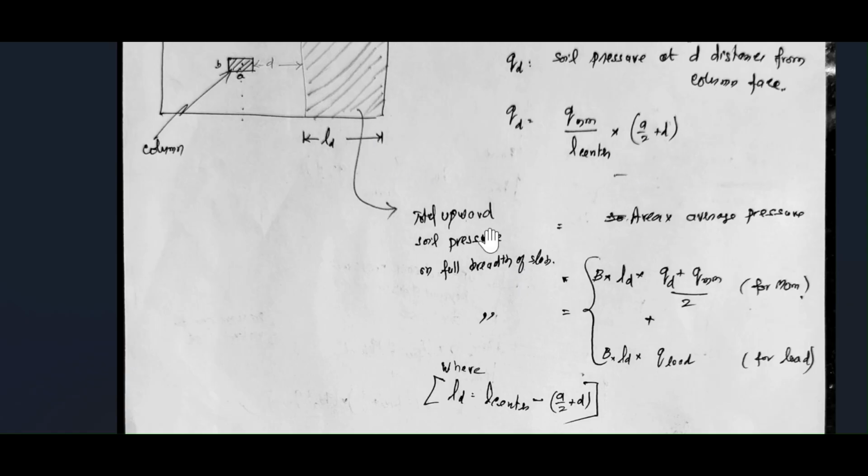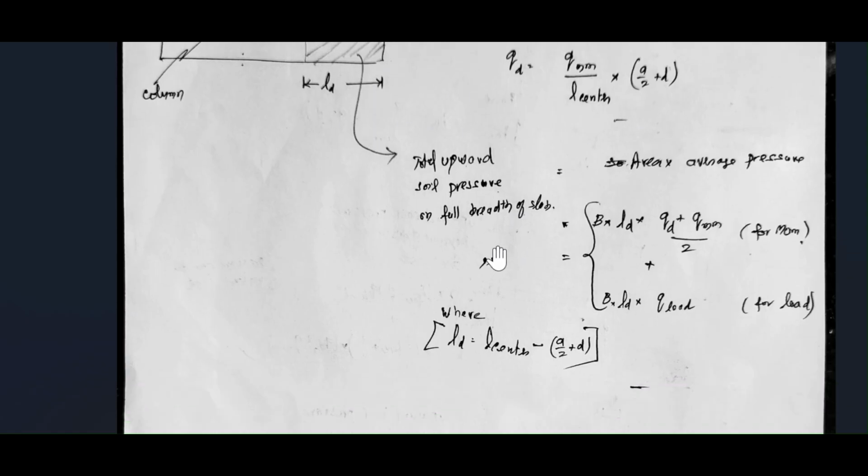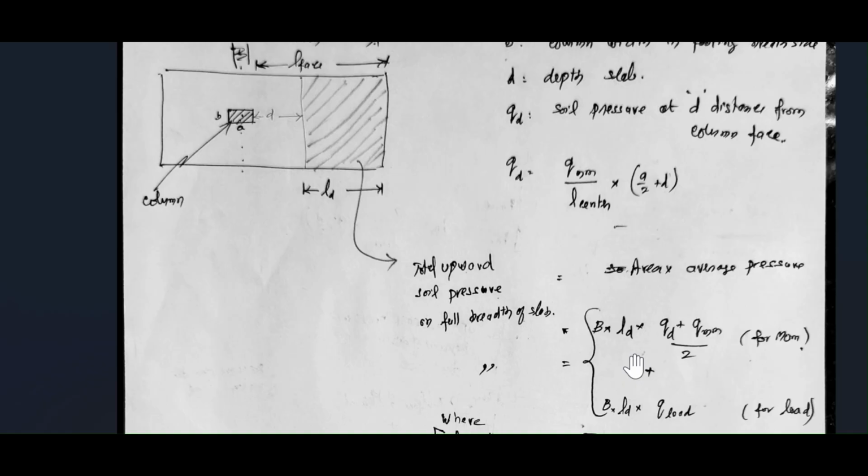Then, how is the pressure to be calculated? The pressure is calculated in two ways. One is the pressure due to moment. This QD we have already calculated, QD plus QM, into this breadth. This is the distance from this point to this point, LD, so this is the area of this portion, into the average pressure. What is the average pressure? QD is the pressure at the D distance, QM is the maximum pressure at the last end, divided by 2 gives the average, into the area is the upward pressure due to moment.